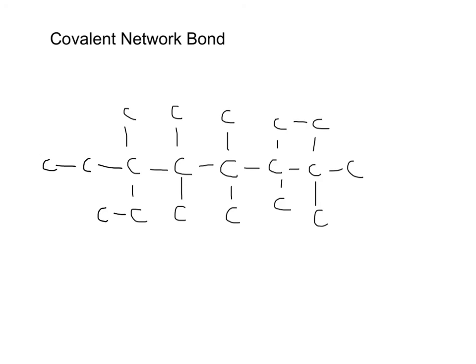I can't draw it in 3D, but basically if you picture every carbon atom bonded together with 4 other carbon atoms as far as the eye can see. They can be very tight-knit and hard to break apart. So, they're usually very hard, these covalent networks. So the classic example would be a diamond.